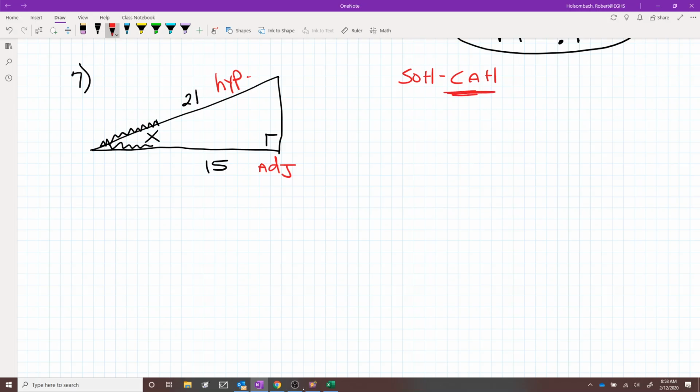Cosine. Okay. So, inverse of cosine of adjacent over hypotenuse will give you the measure of x. So in your calculator, that's 15 over 21, second cosine. And you should get a 44.4. That's going to be in degrees.